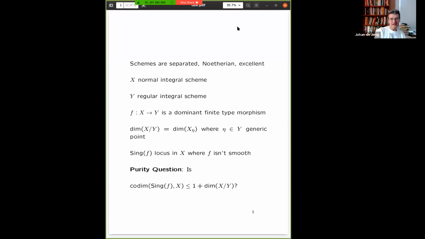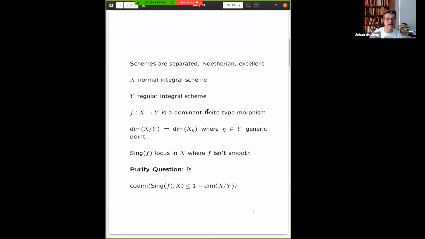So the question that I want to talk about is the following. We have some schemes which are always going to be separated, Noetherian, excellent. Let's say we have a morphism from X to Y, and on top we have a normal integral scheme, and at the bottom we have a regular integral scheme. Then we have a dominant finite type morphism. The relative dimension is going to be the dimension of the generic fiber, so the difference of the dimensions of X and Y.